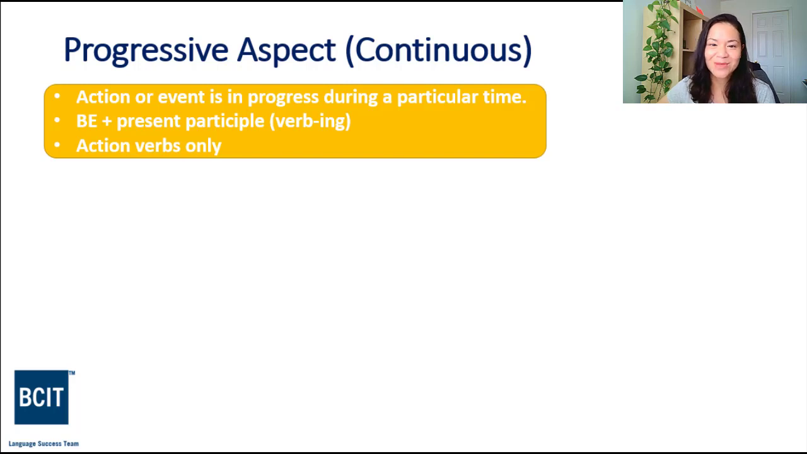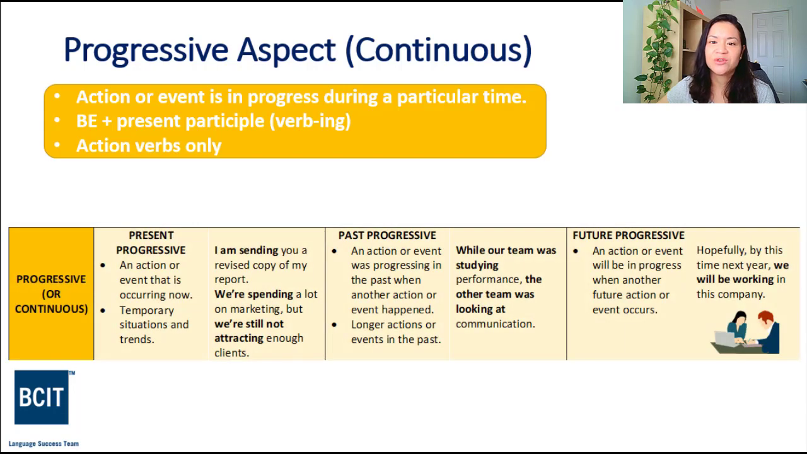The verbs in this aspect are all formed in a similar way, using the be verb and adding the present participle or verb -ing form to it. Another note is that this aspect emphasizes an action, so we usually use this with action verbs such as work, create, calculate, or do. So first of all, present progressive. We use the present form of the verb be and add verb -ing. We use present progressive for an action or event happening at the moment. I am sending you a revised copy of my report.